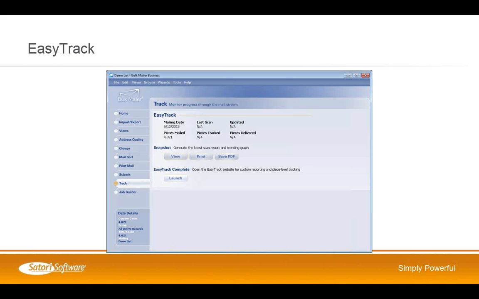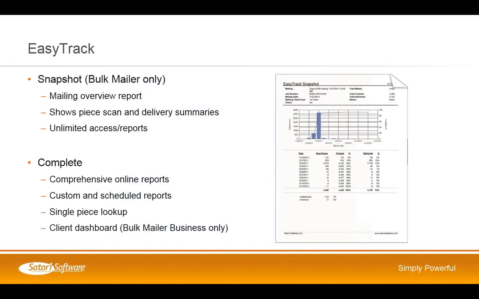EasyTrack Snapshot is an all-you-can-eat service. Basically, it allows you to generate the snapshot report. What this does is show all of the scans and all the deliveries for your mailing across the time that mailing is being processed.